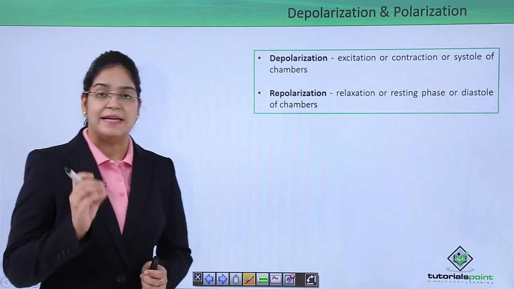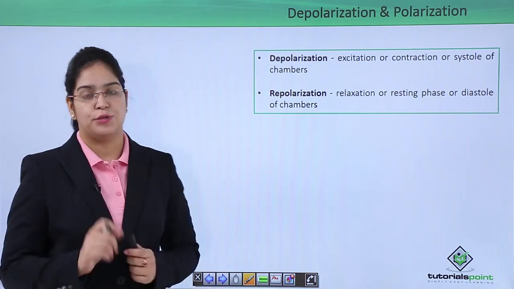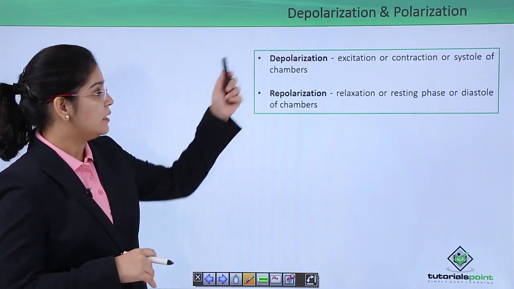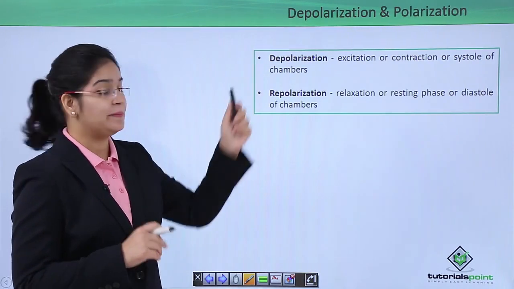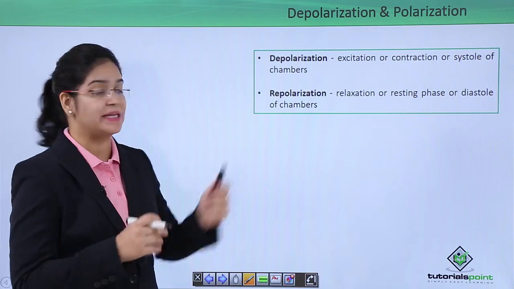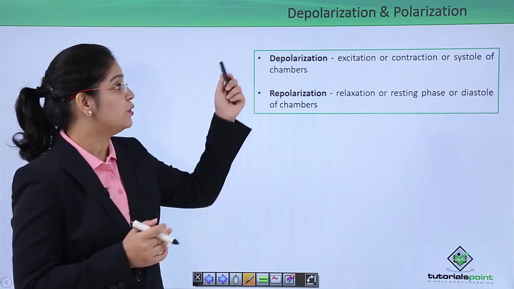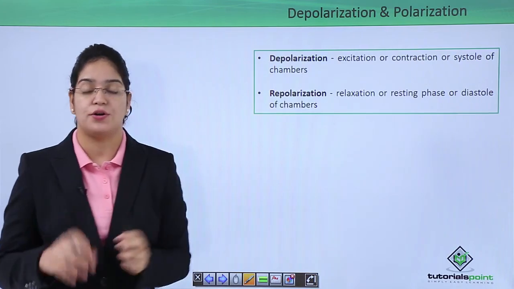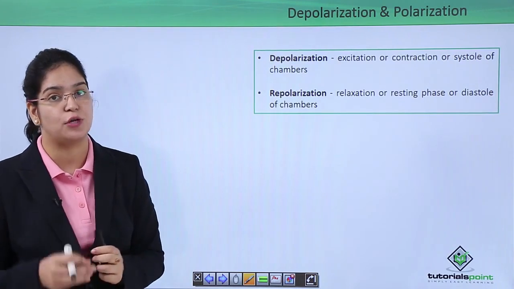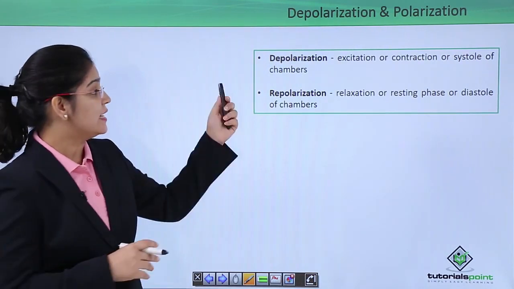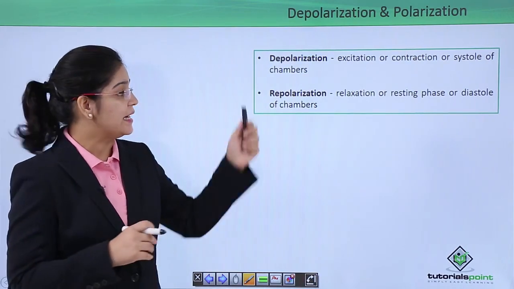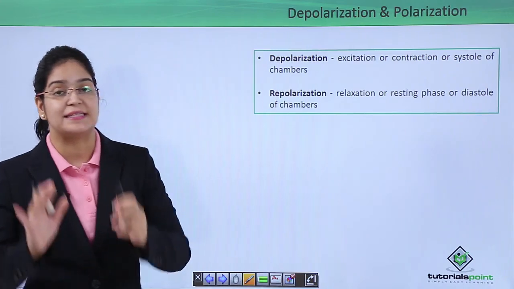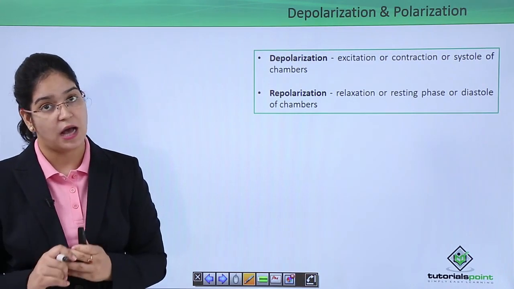Now, let's first learn about these 2 terms, depolarization and repolarization. For learning, D means doing, R means relaxation. So, doing is the phase of excitation, contraction, or we can say the systolic phase of the chamber. Relaxation means repolarization, resting phase, or we can say the diastolic phase of the heart.